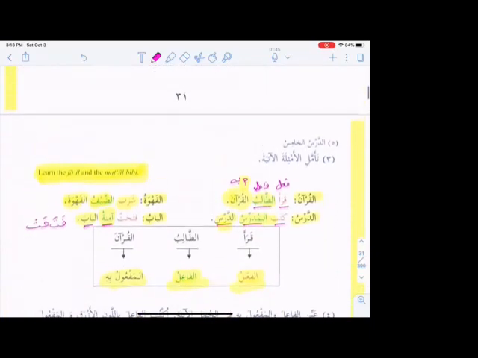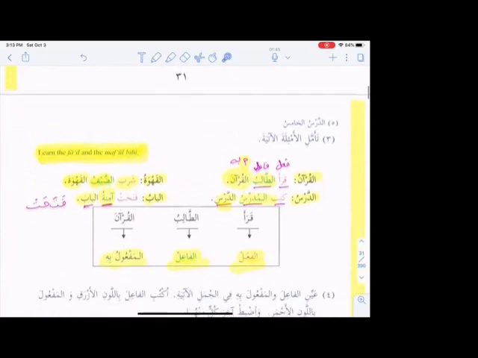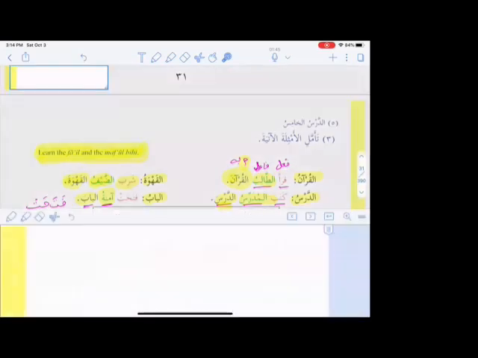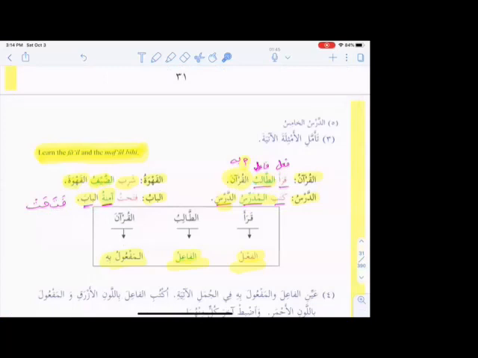So now we come here, brothers and sisters. Learn the fi'l, fa'il and maful bihi. Qara'a tullabu al-Quran. Did you see the idea? Fi'l, fa'il, maful bihi. You have practiced so much that these things will be very easy for you to follow. I won't be wrong if I say they will be like halwa puri to you. So here, qara'a is the fi'l, at-tullabu is the fa'il, and al-Qur'ana is the maful bihi. Except for maful bihi, you knew all these things beforehand.